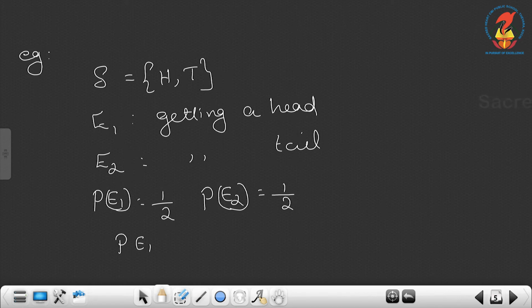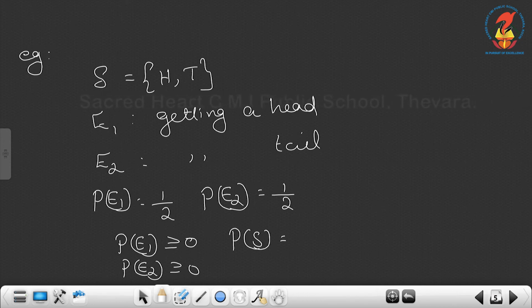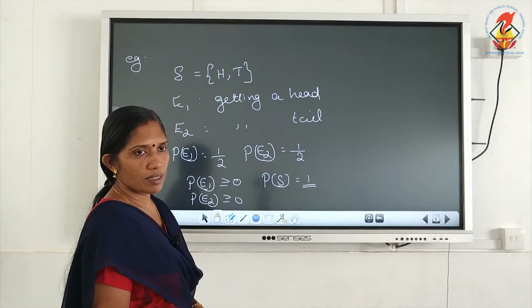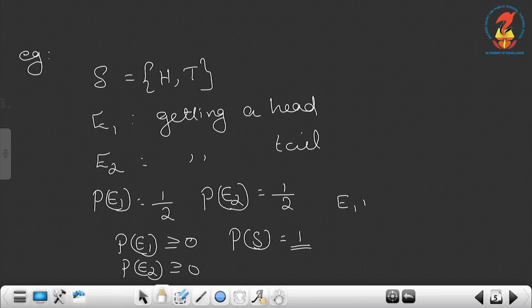So is the probability of the event greater than or equal to 0? Yes, P of E2 is also greater than or equal to 0. Then what is the sample space? H, T. What is P of S? P of S means total, 2 out of 2, that must be equal to 1. Okay. Now E1 and E2, are they mutually exclusive events? Yes. E1 intersection E2 is equal to the null set.